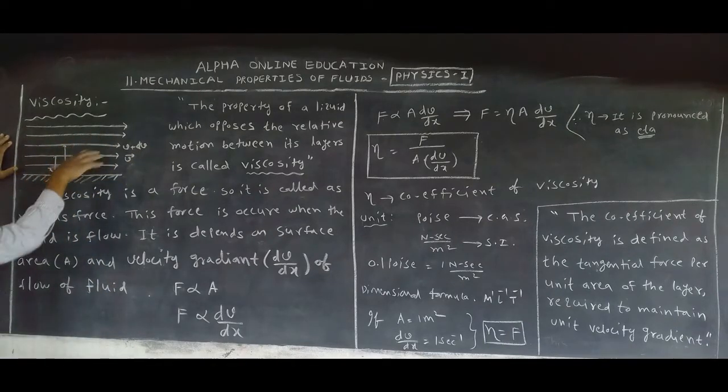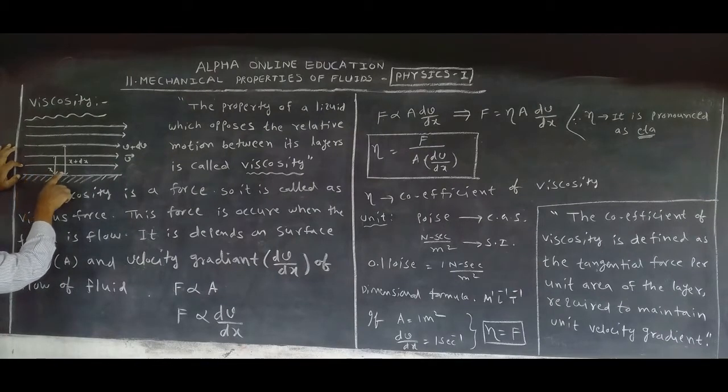These are the number of layers of the liquid. This is the ground. You take water flows. We can imagine the water has different layers. This is the layer touching the ground. This is the layer at a height h. This is one layer, and this is another layer. Now I take this layer at x distance from the ground.